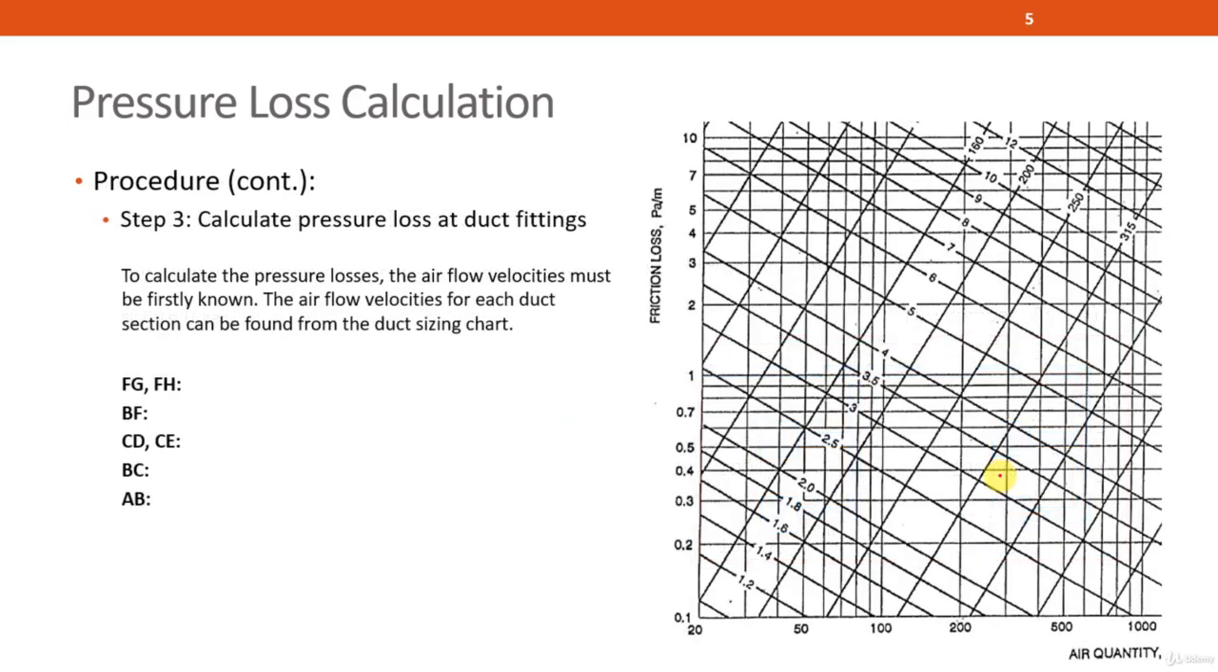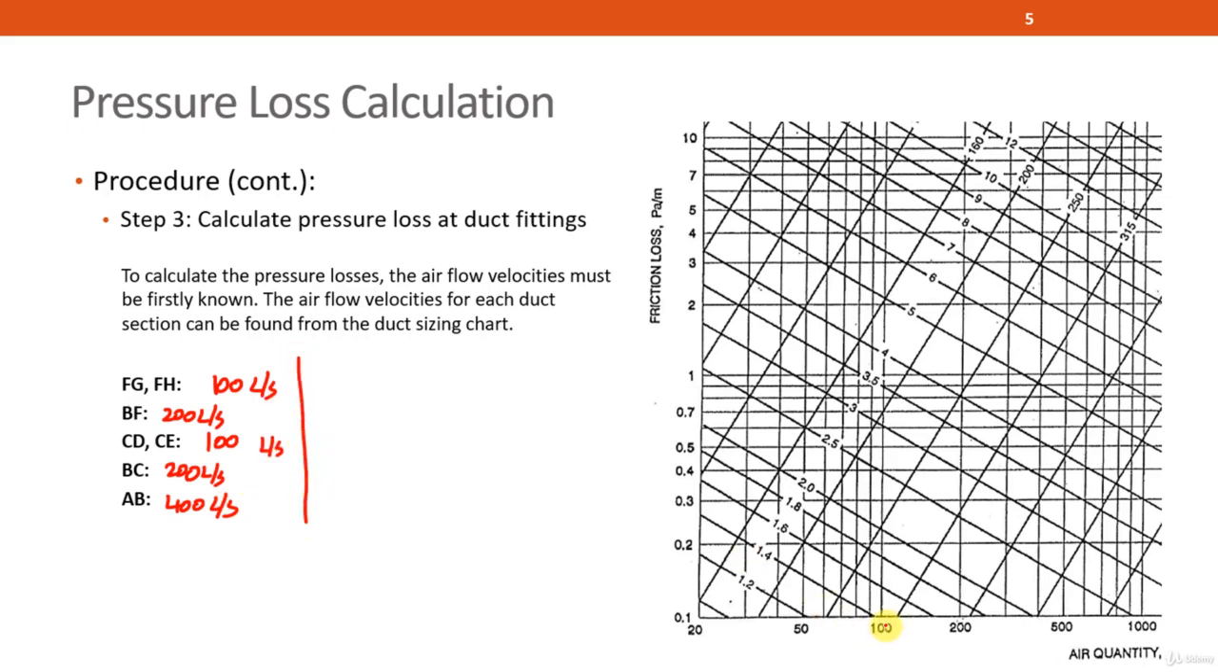So we have three air volumes. This is 100 liters per second, this is 100 liters per second, CD and CE are also 100 liters per second. For BF and BC it is 200 liters per second. And finally, AB is 400 liters per second. So we are going to plot 3 points to get the 3 velocities.